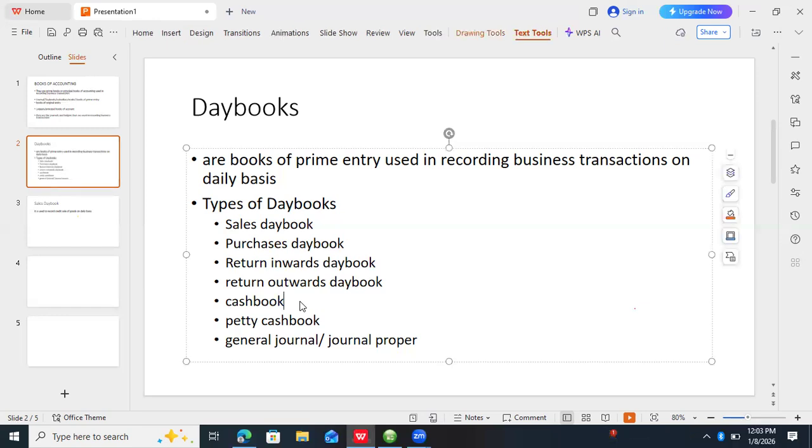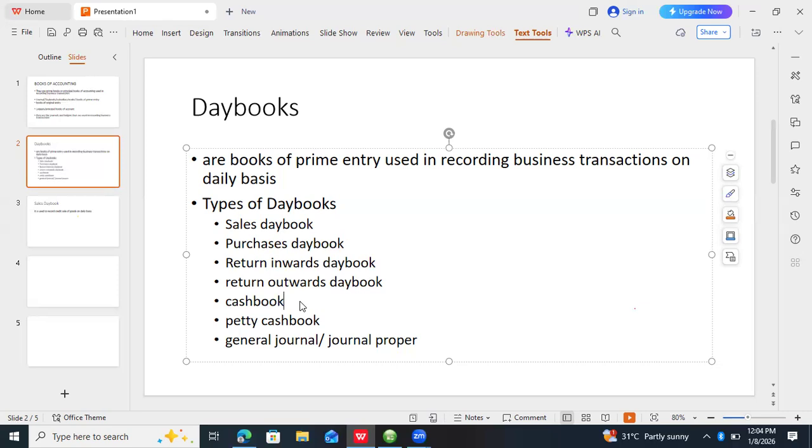That one is used to record cash and bank or cash and check transactions. So any transaction that has cash or check in it. That is why I say, for example, if you sell goods and you took cash, that cannot go into the sales daybook because the sales daybook records only credit sales. So if the transaction had cash involved, then that will be in the cash book. Okay, so the cash book is used to record cash and bank or cash and check transactions.